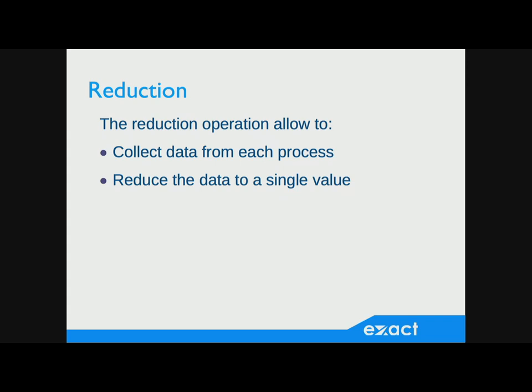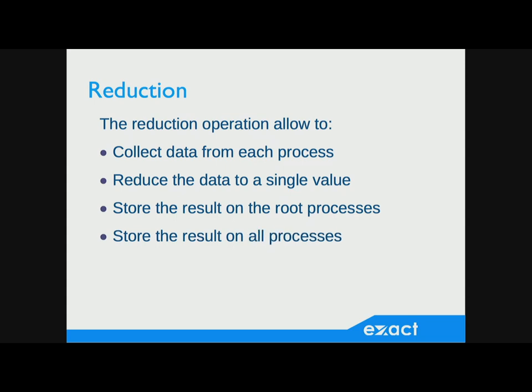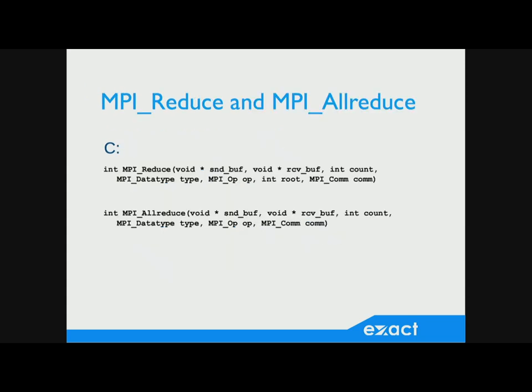Reduction is another important collective operation. It collects data from each process and then reduces the data to a single value, and stores the result on the root process. Or you can store the result on all the processes. This is the call: MPI reduce means that you are reducing the result just on the root processor. If I call it as MPI all reduce, I will reduce the value on all the processes involved.